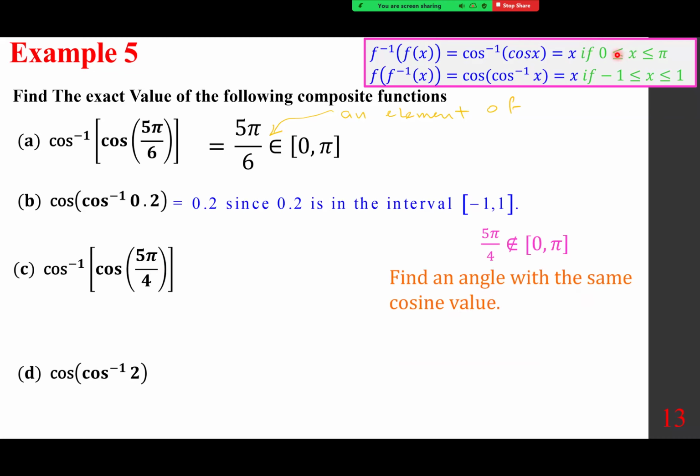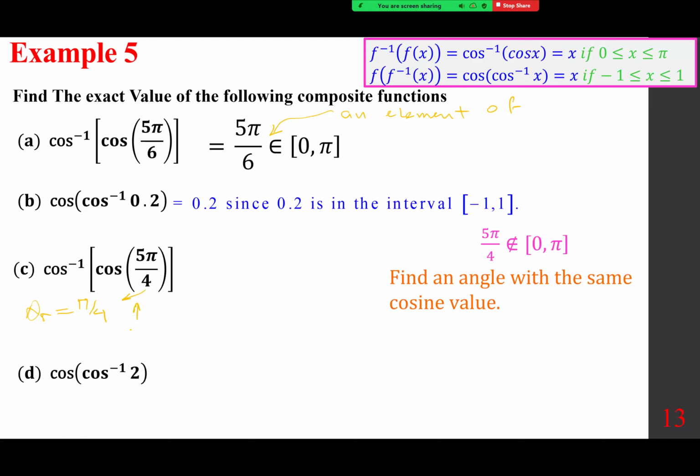Remember, the restriction is from 0 to pi. When it's 5 pi over 4, it's in the third quadrant and it's negative. First and foremost, the moment you look at this, you should recognize the reference arc is pi over 4.